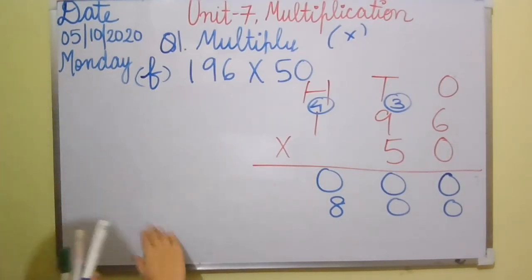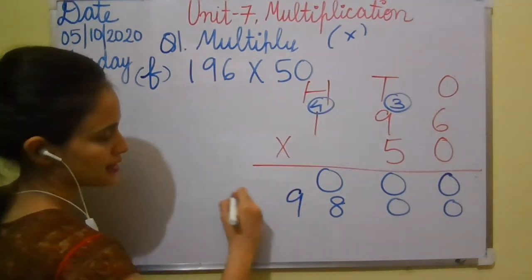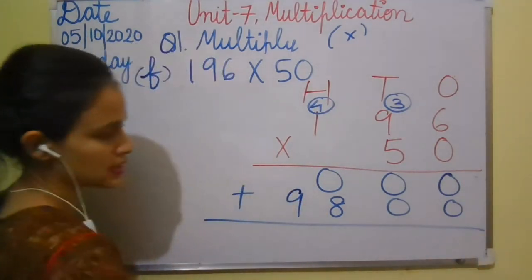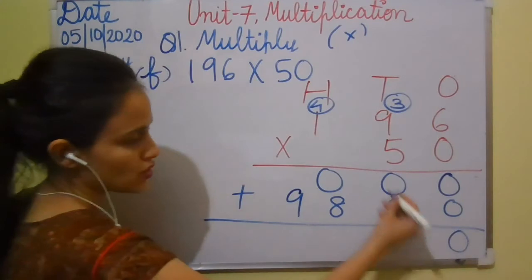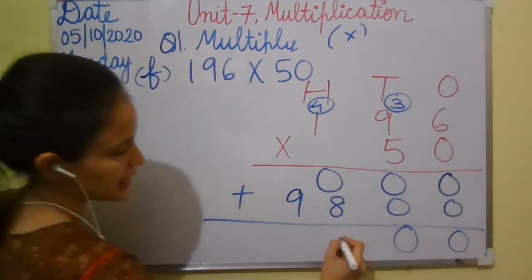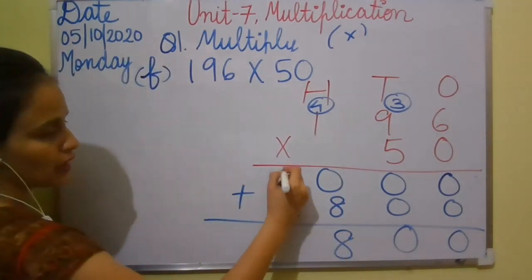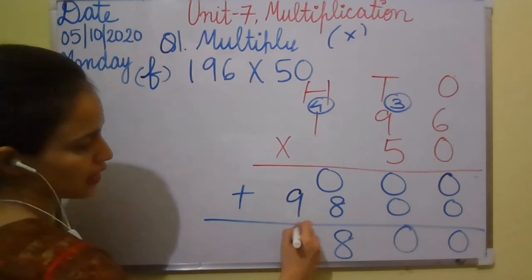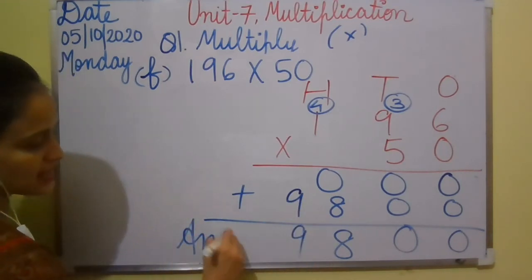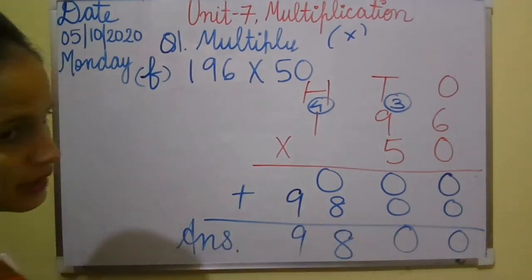Okay, so the answer is, we are going to add both the numbers. 0 plus 0, 0, 0 plus 0, 0, 0 plus 8, 8, and no number above 1, above 9. So we are going to write it down as it is. The answer is 9,800.